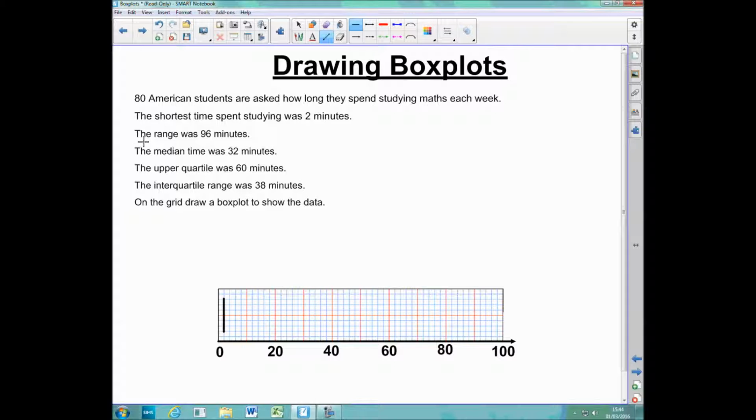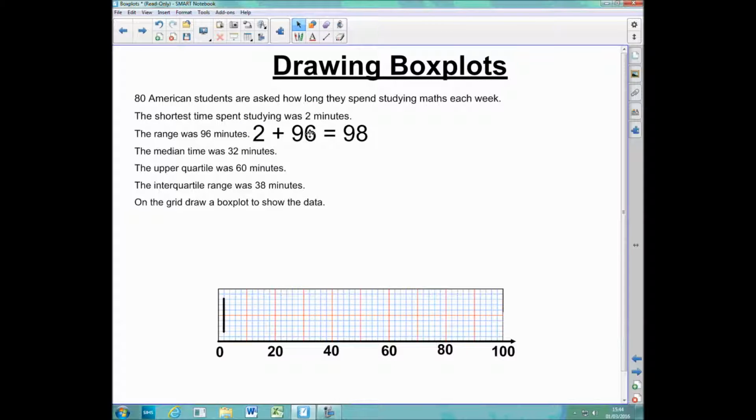The next line says that the range was 96 minutes. Now, if you look back, you'll see that the range wasn't actually one of our lines. Instead, the range is going to be used to calculate our maximum time. Now, if you remember, the range is the maximum, take away the minimum. So we're given the minimum and we're given the range. So what we need to do is add these two values together and we'll get our maximum value. So that's going to be 2 plus 96, and that gives me 98.